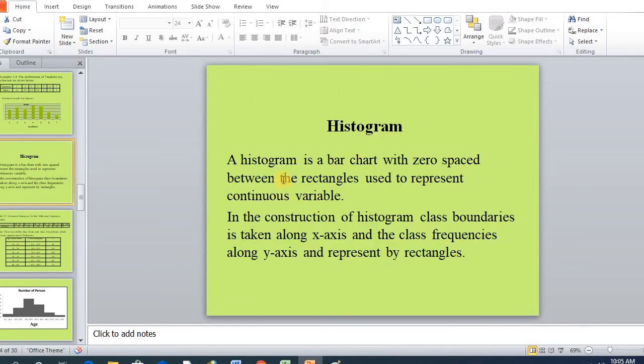Histogram. A histogram is a bar chart with zero space between the rectangles, used to represent a continuous variable. In the construction of a histogram, class boundaries are taken along the x-axis and the class frequency on the y-axis, represented by rectangles.